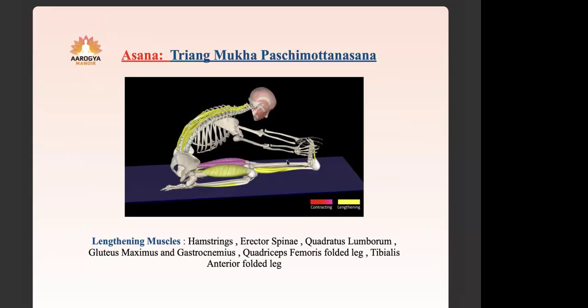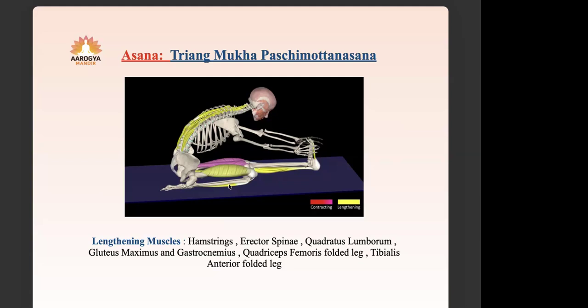And for the straight leg, everything is the same as it happened in the Janushirshasana. So the only change here is that the folded leg is folded externally. In Janushirshasana, it is the adductor muscles, the inner thighs, which were getting stretched. And now in this Triang Mukha Paschimottanasana, the quadriceps and anterior muscles are getting stretched.